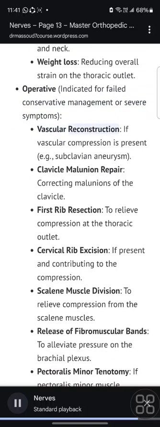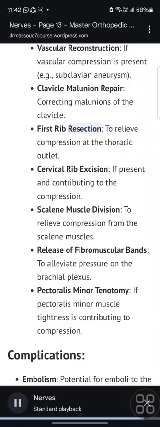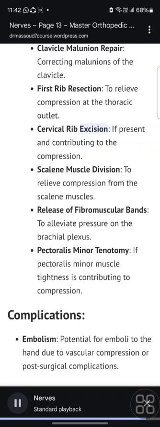Vascular reconstruction, if vascular compression is present, e.g., subclavian aneurysm. Clavicle malunion repair, correcting malunions of the clavicle. First rib resection, to relieve compression at the thoracic outlet. Cervical rib excision, if present and contributing to the compression.